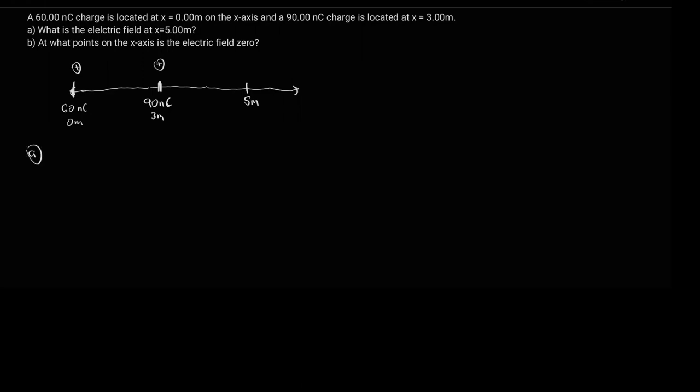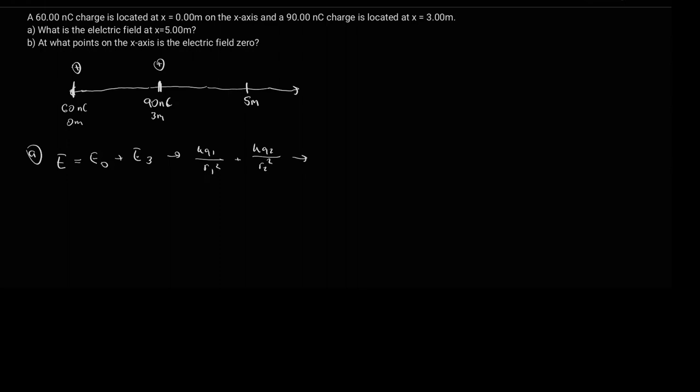So what is the electric field at x equal to 5 meters? The electric field is going to be equal to the electric field from the charge at 0 meters plus the electric field from the charge at 3 meters. So that will equal kQ1 over r1 squared plus kQ2 over r2 squared.